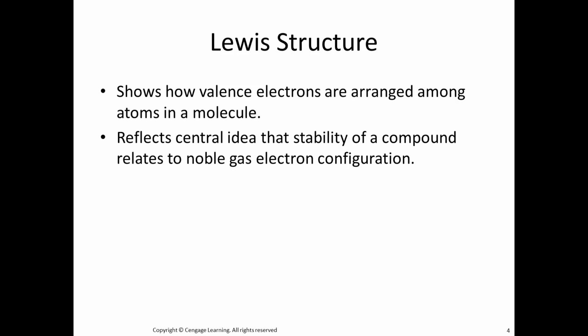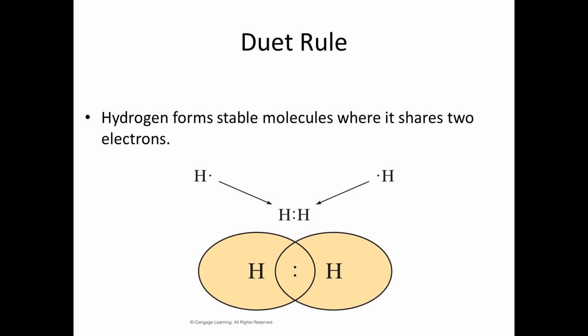Now, Lewis structures show how valence electrons are arranged among atoms in a molecule. This reflects the central idea that stability of a compound relates to noble gas electron configuration. Again, most of our elements will share electrons so that they can attain a noble gas electron configuration of 8 electrons. We'll see that hydrogen forms stable molecules where it shares only 2 electrons.